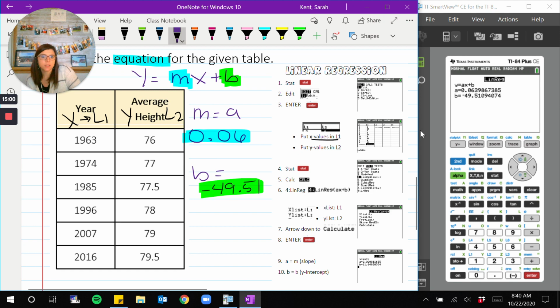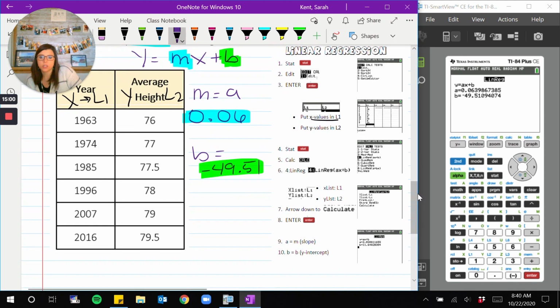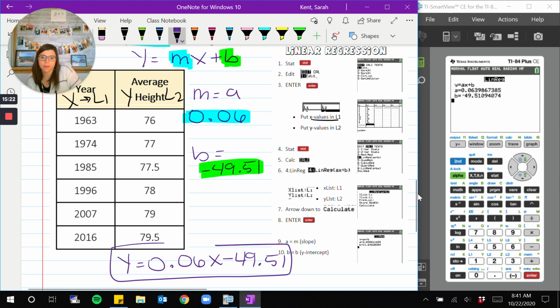Here is what our final equation should look like. y equals 0.06x, and then since this is negative, I'll put minus 49.51. And that is my equation. All right, so now you've got a practice with both the solutions and with writing the equations.